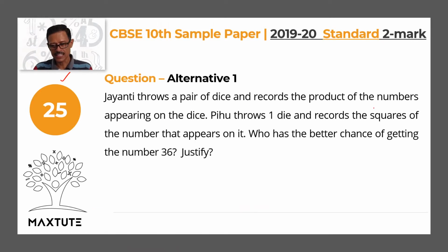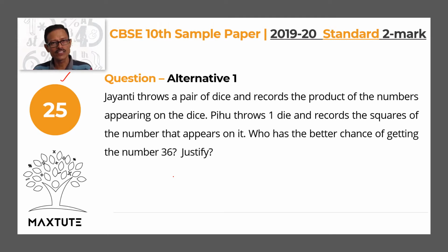Jayanti throws a pair of dice and records a product of the numbers appearing on the dice. She's throwing 2 dice, checking out the numbers that appear on the 2 dice. She's computing the product and noting it down. Pihu throws 1 die and records the squares of the numbers that appears on it. Pihu has got only 1 die. She's throwing that, finding the number, squaring it and noting it down. Who has the better chance of getting the number 36?